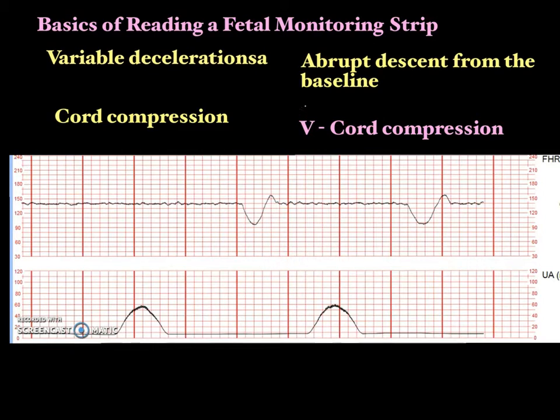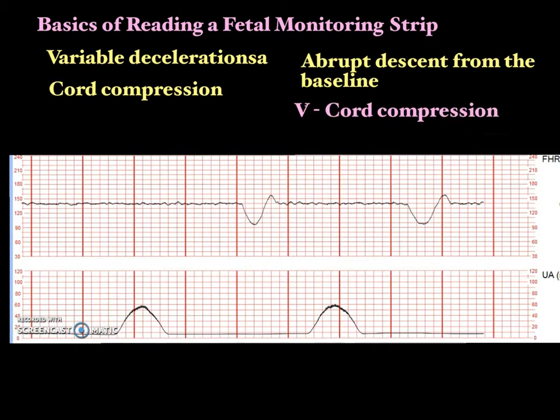Now, it's kind of unfortunate that variability and variables have the same name, but don't get confused. A variable deceleration is from cord compression. And it's not the end of the world. Sometimes it's just, oops, my baby found his cord, and then they let go, and they recover. A lot of times you'll see this with moderate variability. It's occasional. It doesn't mean anything. We don't want repetitive variable decels that go way down for a way long time.